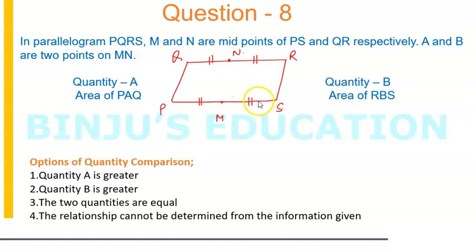A and B are 2 points on MN. Okay, so we need to draw MN first of all. Let's take 2 points. One is A, another is B. Okay, now that is all that is given to us. No other information is given to us. Now quantity A is the area of PAQ, and quantity B is the area of RBS.